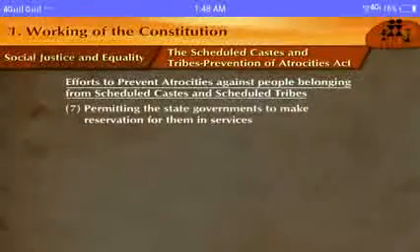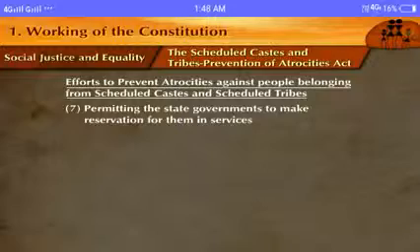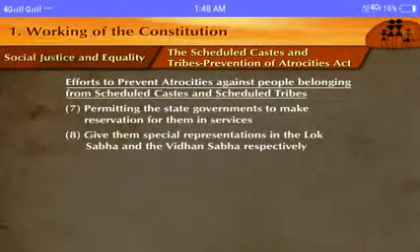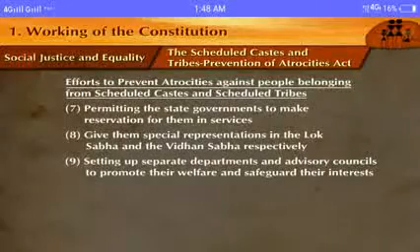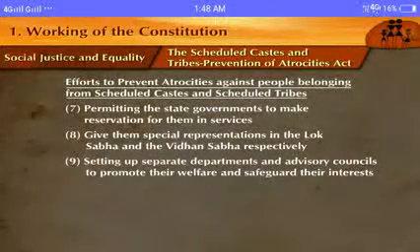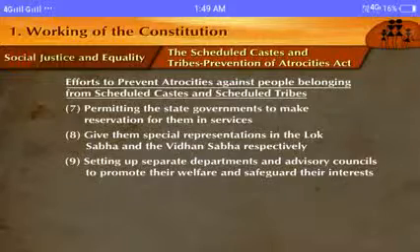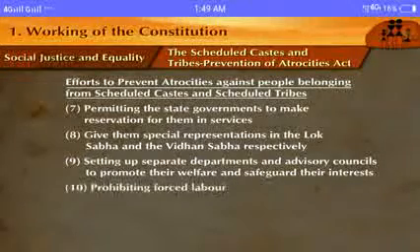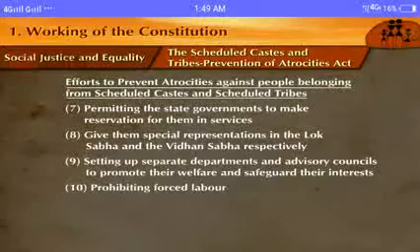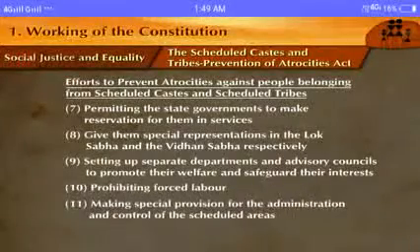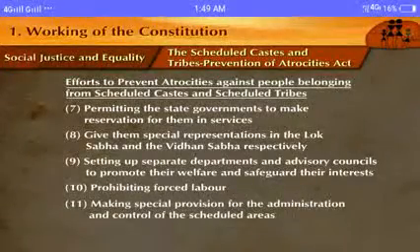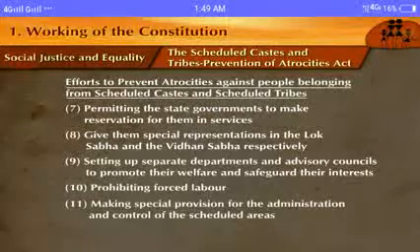7. Permitting the state governments to make reservation for them in services. 8. Give them special representations in the Lok Sabha and the Vidhan Sabha respectively. 9. Setting up separate departments and advisory councils to promote their welfare and safeguard their interests. 10. Prohibiting forced labor. And 11. Making special provision for the administration and control of the scheduled areas.